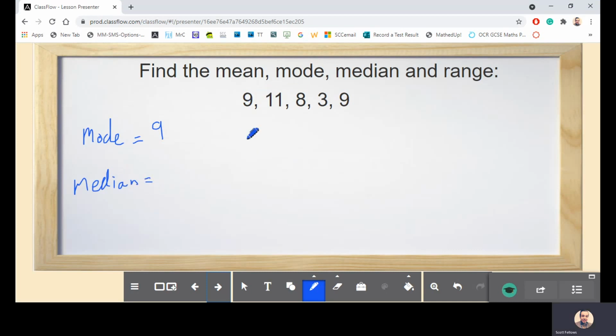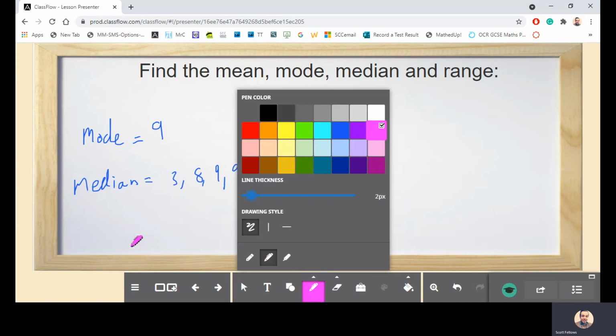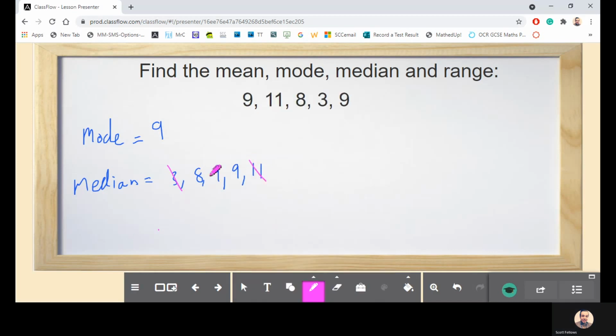The median. So you need to put them in order. So start with the smallest. So we've got 3, 8, 9, 9, and 11. And then you're going to cross off, or however you want to do it, to find the middle. Okay, so 9 is the median here.